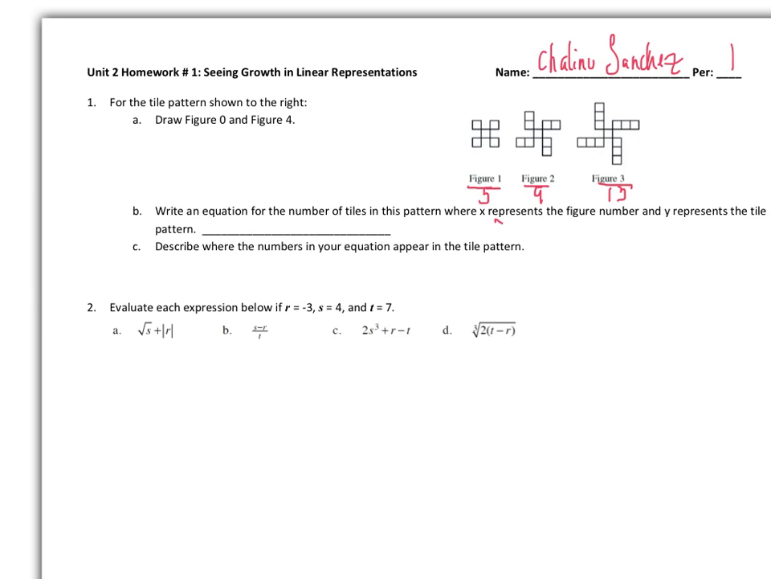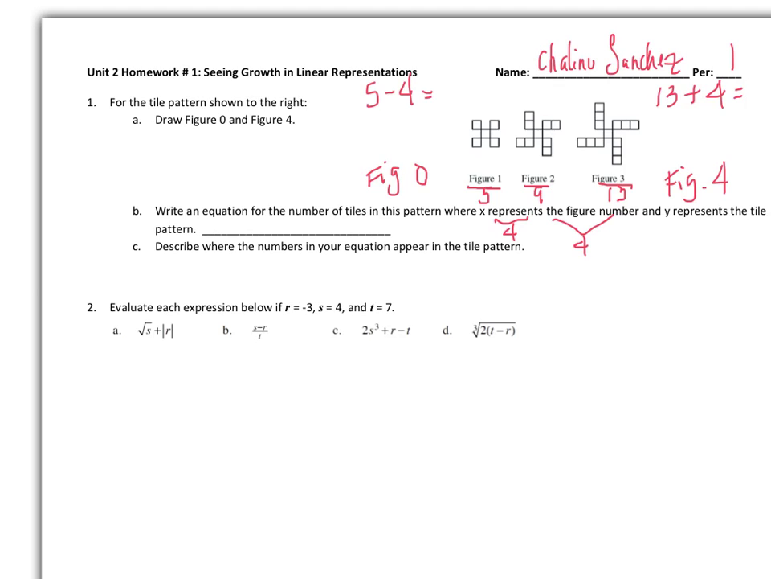Well, I increase 4 here, and I increase 4 here. So I think I'm getting a feel for the pattern. My figure 0 would be 5 minus 4 for my tiles. And my figure 4 would be 13 plus 4. I think you can handle that, so I'll let you figure it out.